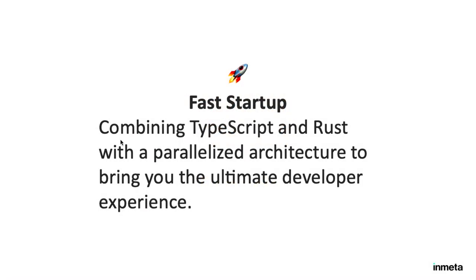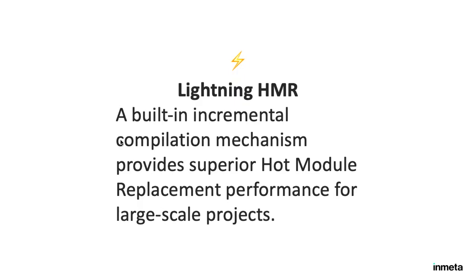You have this fast startup combining TypeScript and Rust with a parallelized architecture, again, because it's Rust. Lightning speed HMR, so it doesn't matter, again, how big the application is, 10,000 modules, 50,000 modules, you still get the same HMR speed. That's lightning speed. When you hit that Control S or Command S, you'll see the changes right away in your second screen, which is very productive.